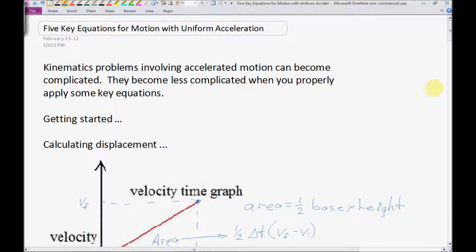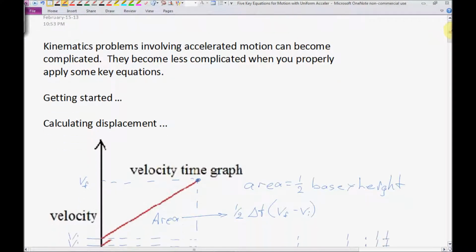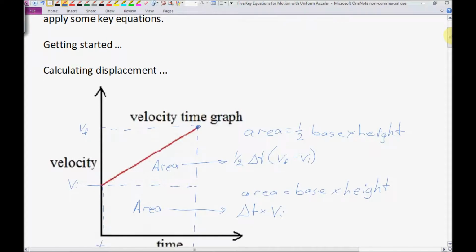Welcome to another video lesson on kinematics, and today we're going to talk about motion with uniform acceleration. Kinematic problems which involve accelerated motion can become complicated, but they're less complicated when you properly apply some key equations. To help us derive some of these equations, we're going to look at graphs through this lesson, since we have a pretty good understanding of motion as it is represented by graphs so far. So let's get started. First of all, calculating displacement.